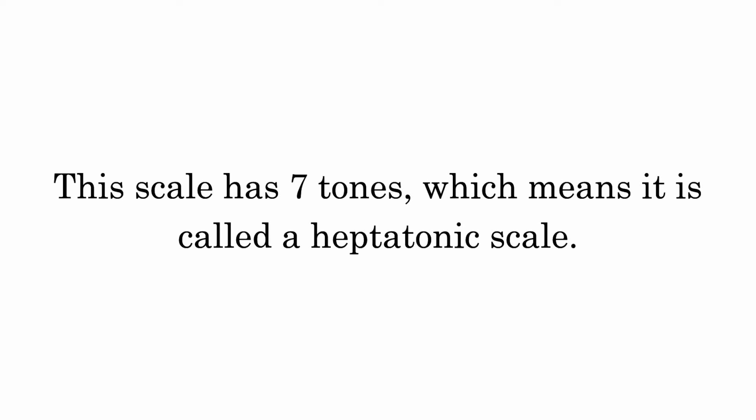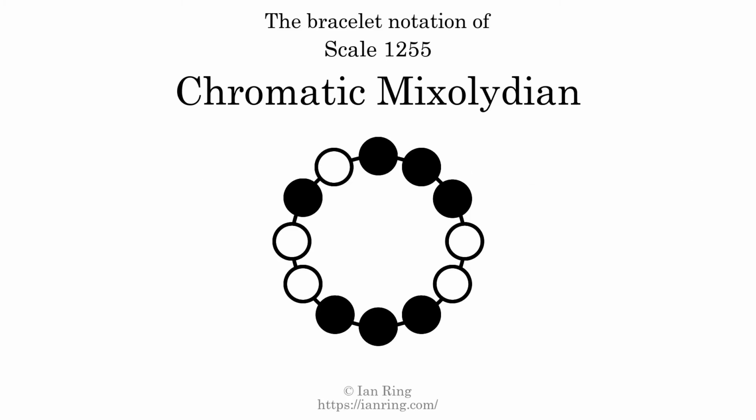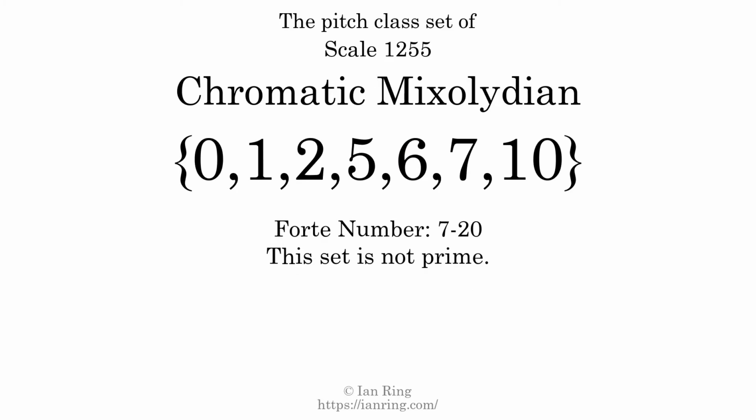This scale has 7 tones, which means it is called a heptatonic scale. This is a bracelet notation diagram of scale 1255. The shaded circles represent tones that appear in the scale, and they are read clockwise, starting at the top. The pitch class set for this scale is 0, 1, 2, 5, 6, 7, 10.